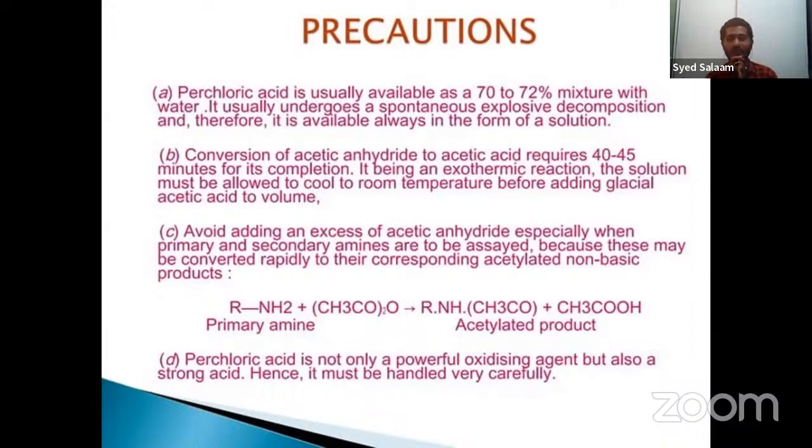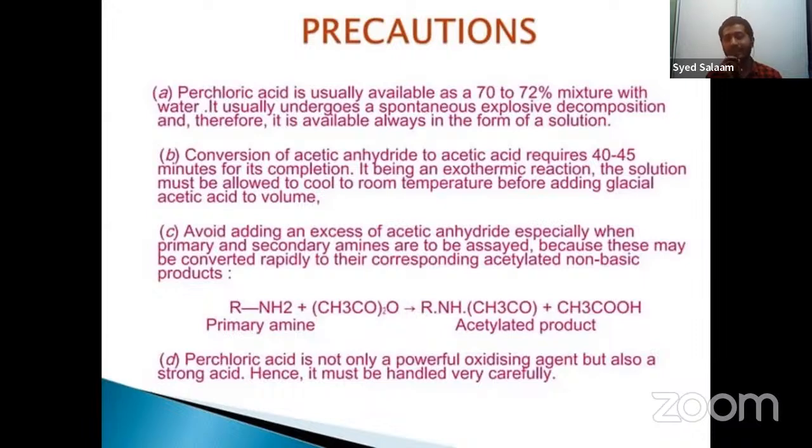Conversion of acetic anhydride to acetic acid requires 40 to 45 minutes. Being exothermic, the solution must be allowed to cool to room temperature before adding glacial acetic acid. So it requires that 40 to 45 minutes, and in that time, it might explode. So that is why it needs to be kept cool or at lower temperatures.